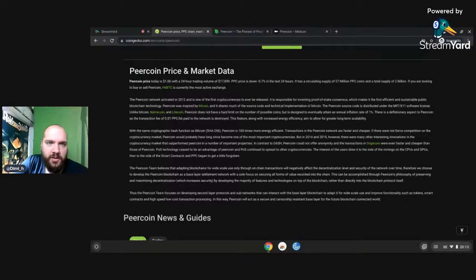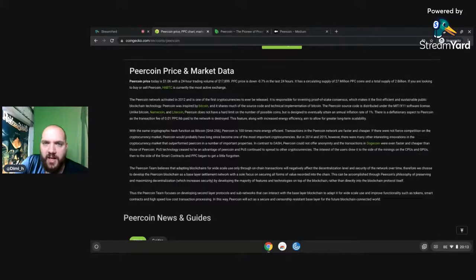Unlike Bitcoin, Namecoin, and Litecoin, Peercoin does not have a hard limit on the number of possible coins, but is designed to eventually attain an annual inflation rate of 1%. Aha, so it's an inflationary coin. The deflationary aspect to Peercoin is that the transaction fee of 0.01 PPC per kilobyte paid to the network is destroyed. This feature, along with increased energy efficiency, aims to allow for greater long-term scalability.